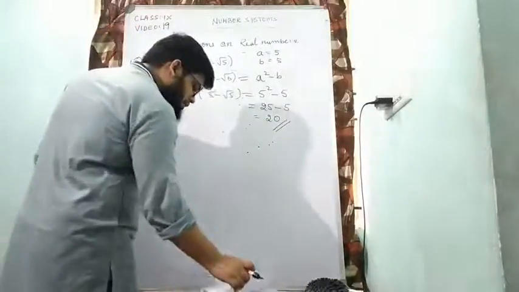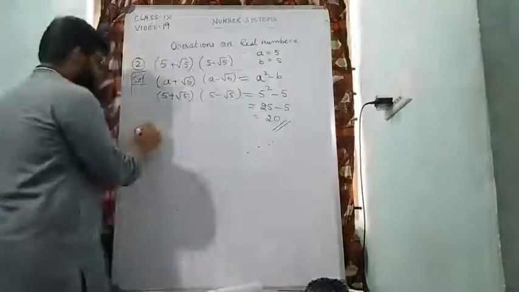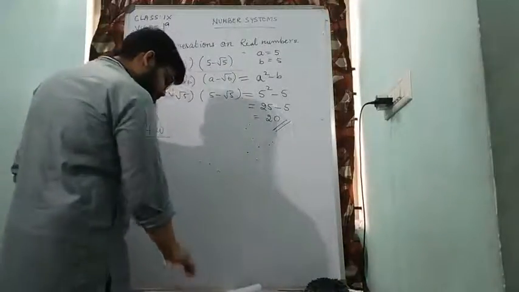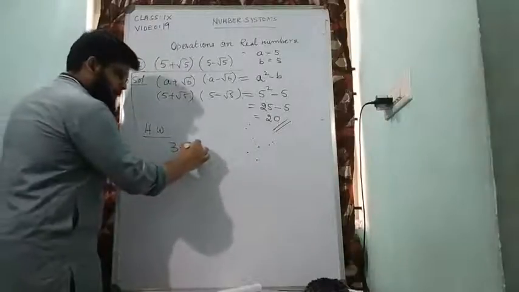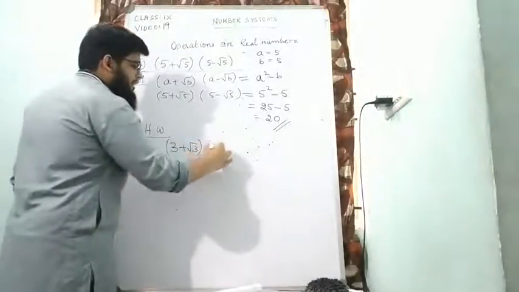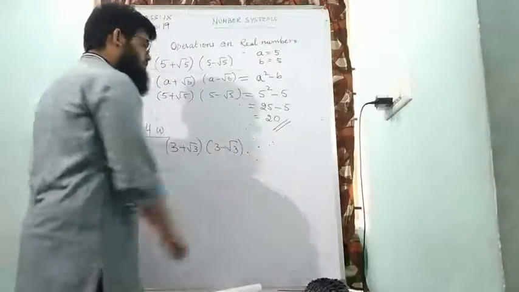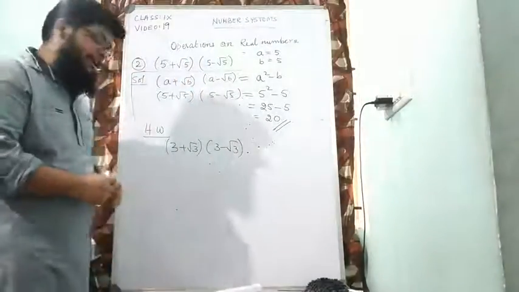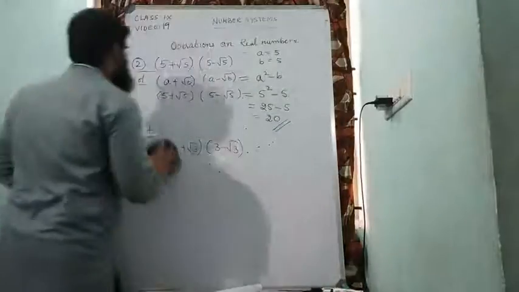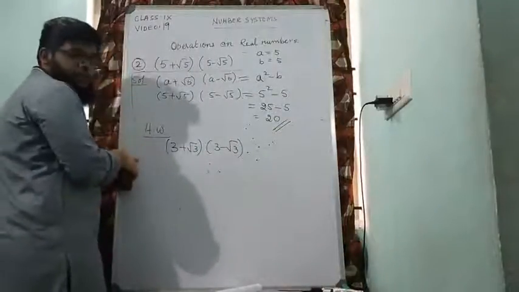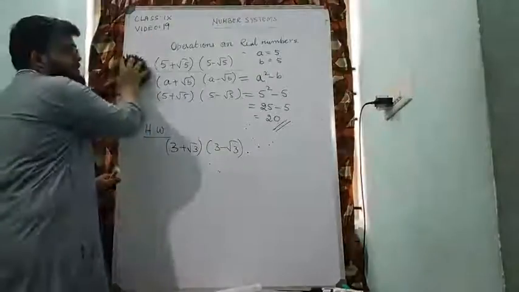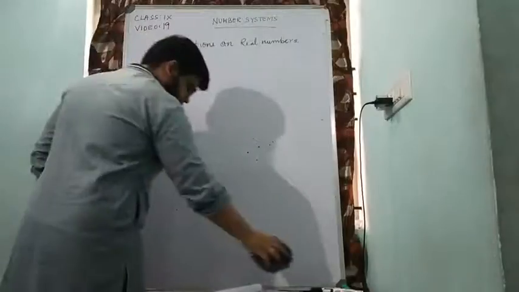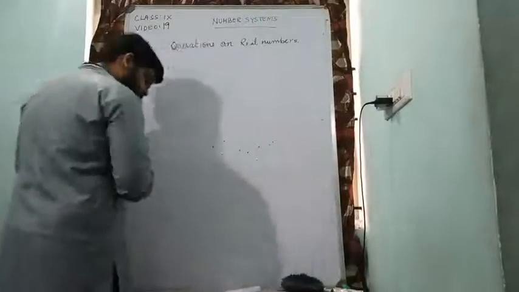Based on the same concept, try this question as homework: (3 plus root 3) into (3 minus root 3). Try this question as homework based on the same identity. Okay, so let me move on to the next question. I hope you will note down the question so that you can solve it and submit it to me on the Google Classroom app. Okay, next question.